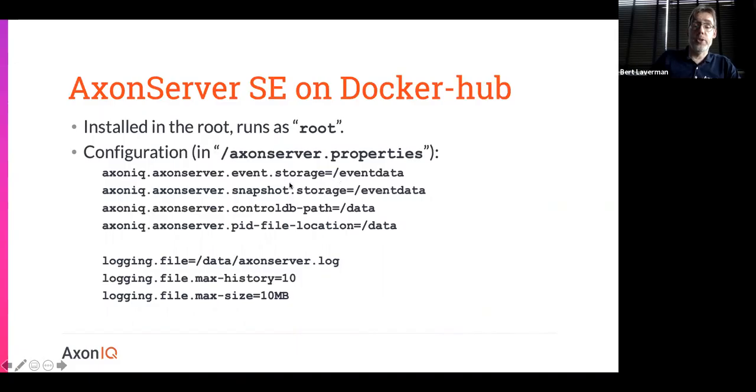It sets the storage for the event store and snapshots in /eventdata, and the control database, which is a small database used by AxonServer to keep the configuration information, in a directory called /data. There is also a process ID file generated and placed in the same location. Then last, the log file is also put in the same location. So if we now add a volume for this directory, that means we can access the log file, even though it's running in Docker.